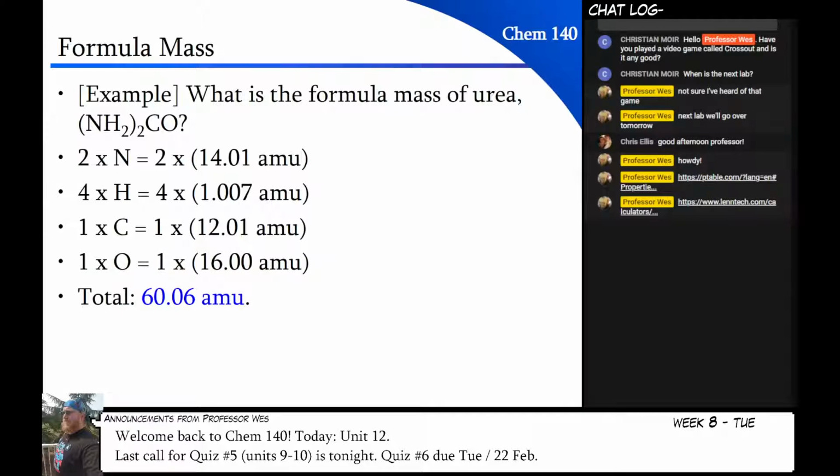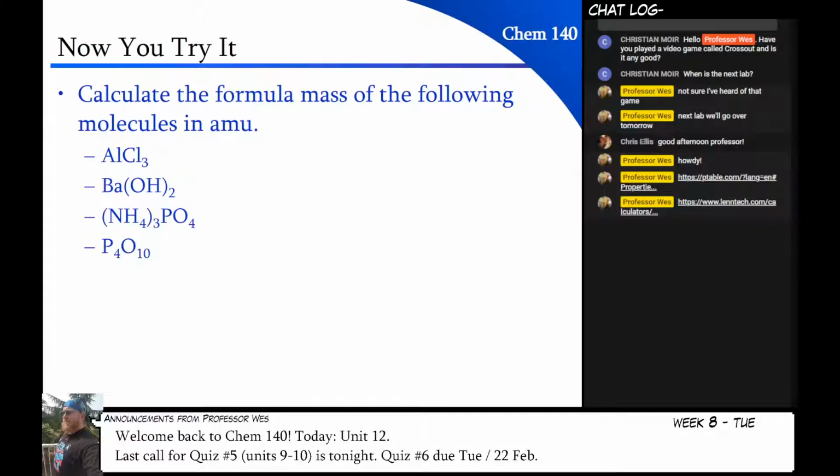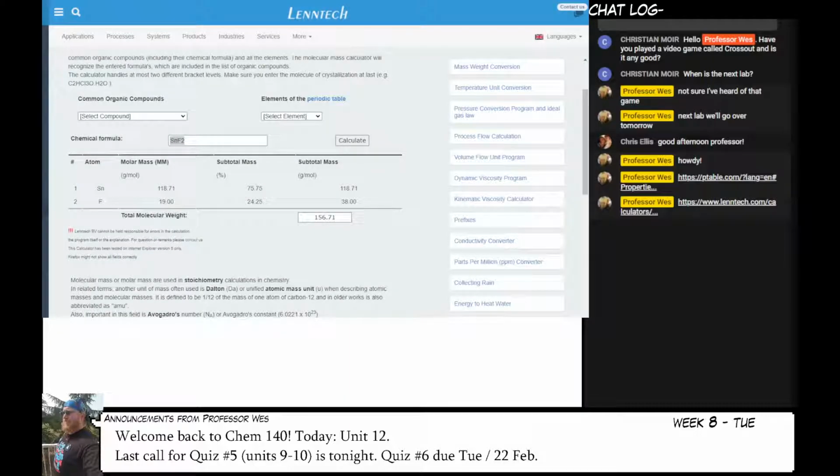But the point is that you can take the mass of not just an atom on the periodic table, but a formula by summing all of those together. And I'm not going to make you do those exercises because that's kind of a waste of your time and mine, right? You can type these into Lenntech, like here. We'll type in AlCl3 and get its mass. There you go. As long as you know how to do it, that's really all I care about.